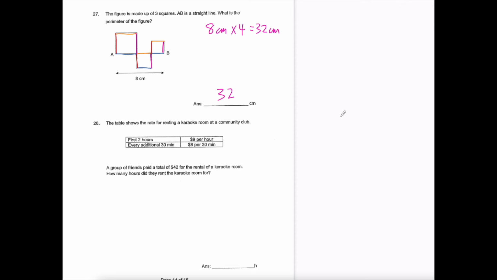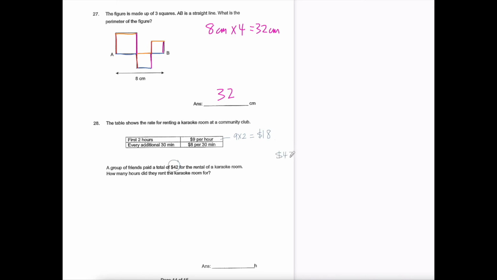The table shows the rate for renting a karaoke room at a community club. The first 2 hours is $9 per hour, so for the first 2 hours you're actually paying $18. For every additional 30 minutes, it's $8 per 30 minutes. The group of friends paid $42. How long did they rent it for?